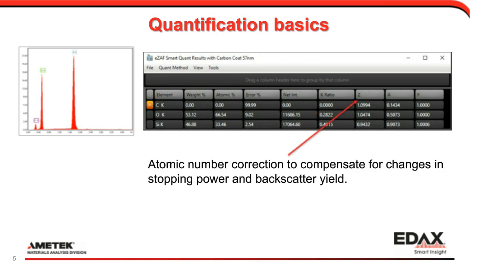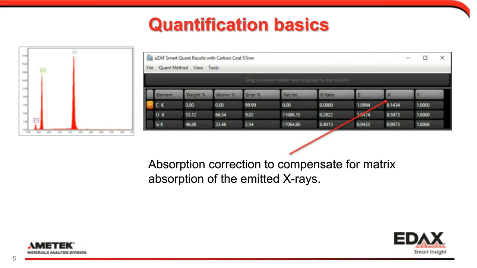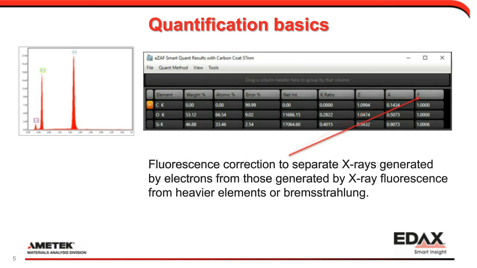Then we have the atomic number correction. This is primarily to compensate for backscatter yield and changes in stopping power. A pure carbon sample would have much less stopping power than, say, an iron sample. Then we have the absorption correction, which takes into account the probability of a given X-ray escaping from the sample given the mix of elements that's in there. So the lighter an element is, the lower energy the X-ray line has, the higher the probability of absorption. And the last correction factor is the fluorescence correction. This is to separate out the X-rays generated from the electrons of the SEM and those generated from the fluorescence from X-rays from heavy elements or the background themselves.